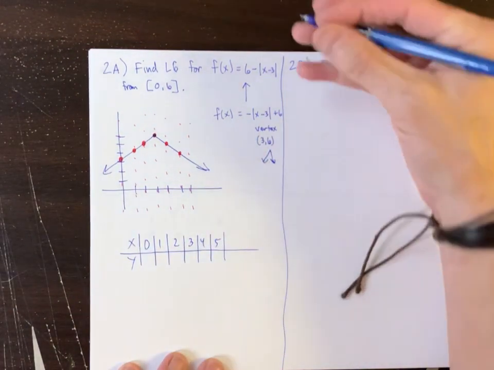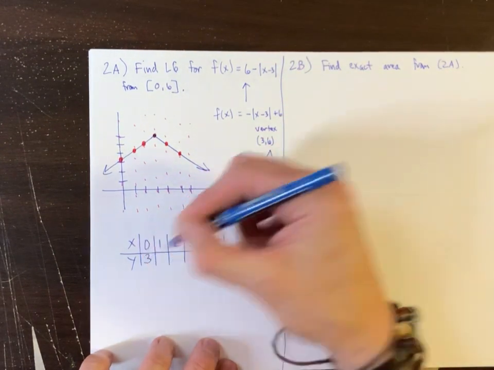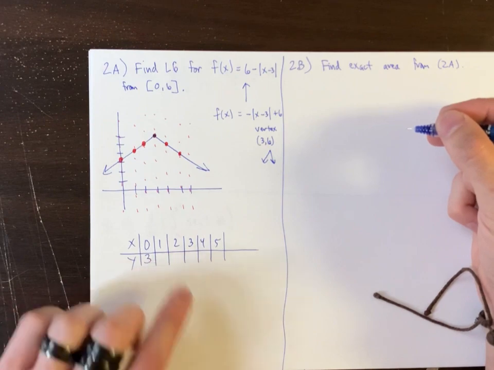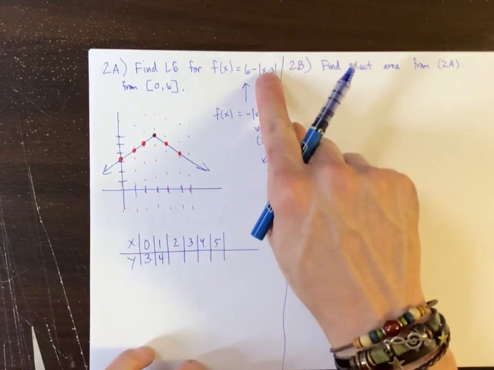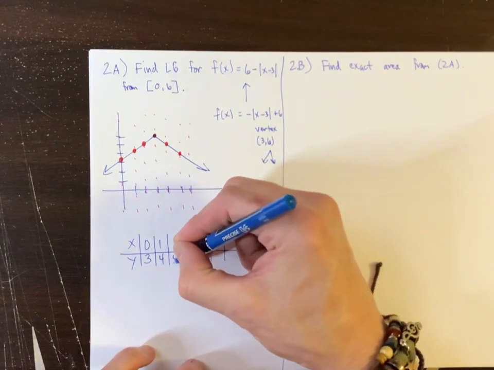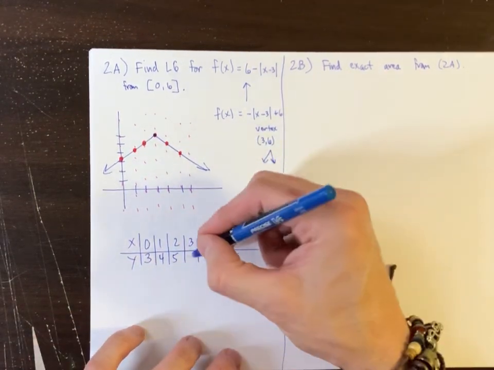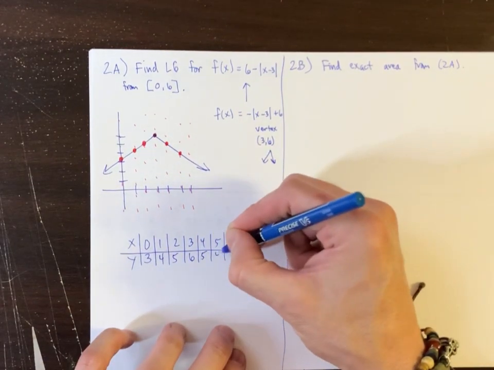If you plug in 0 here, if you work out the math, it should be positive 3. If you plug in 1, it should be positive 4. If you plug in 2 into there, or into there, doesn't matter, it's the same thing. You should get about 5. If you plug in 3, you're going to get back 6 because that's the vertex. If you plug in 4, it starts to count back down and you get this here.